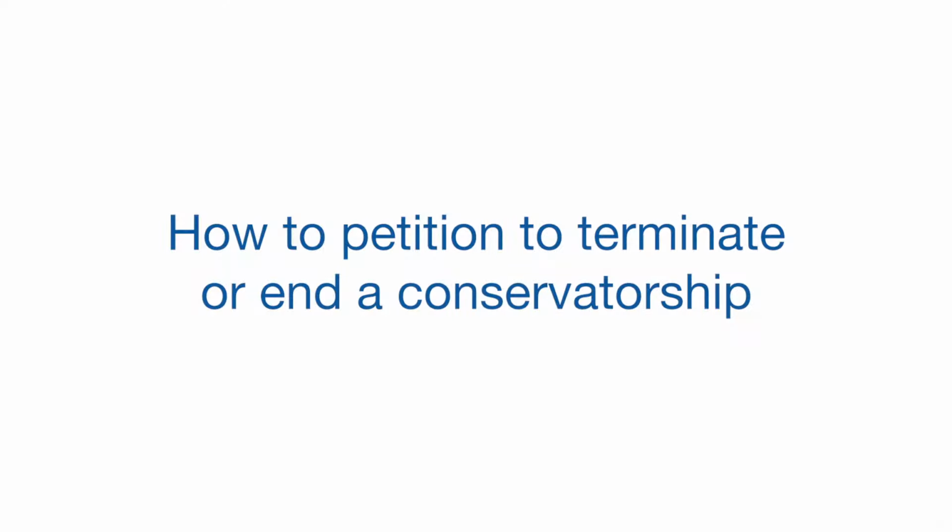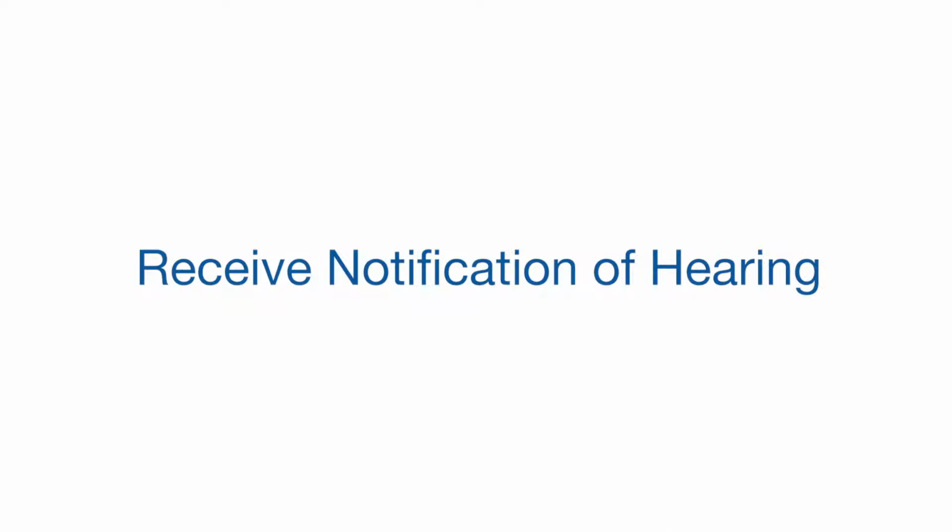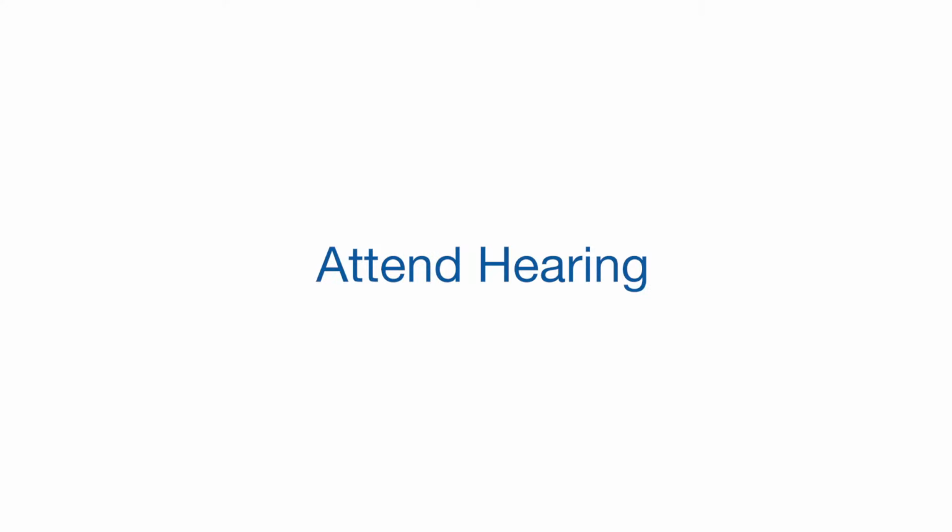If the conservatee is no longer incapacitated and able to make their own financial and life decisions, it's a relatively straightforward process to terminate the conservatorship. First, you should retain counsel who can help you prepare the petition to terminate conservatorship. Second, you'll submit the petition to the conservatee's county probate court where the conservatorship proceedings were proceeding. Third, receive notification of the hearing on your petition to terminate the conservatorship. Fourth, you attend the hearing with your counsel.